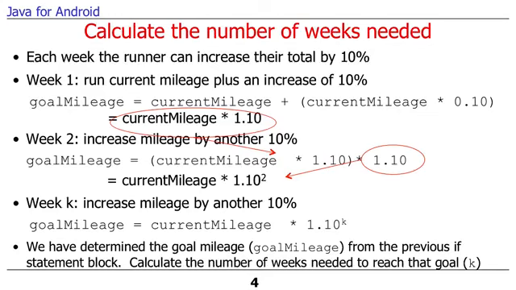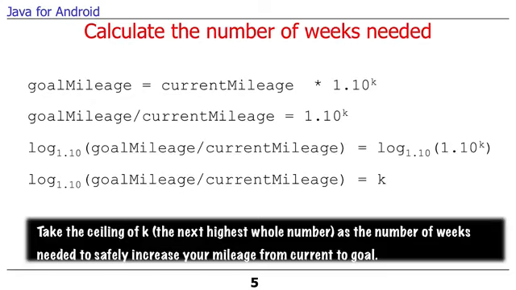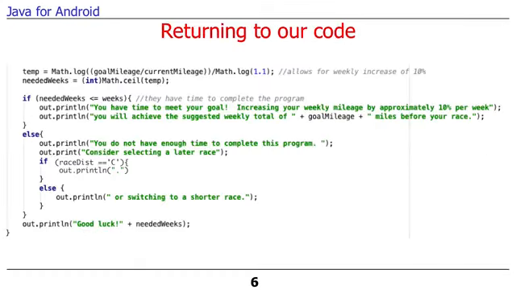What we don't know is how many weeks it will take to reach that goal mileage. Therefore, we must solve for K in this equation. Using some pretty straightforward math, we see that our final equation is not a pretty one, but it does give us our answer. We will need to round up or take the ceiling of our final calculation to arrive at a whole number or integer answer.